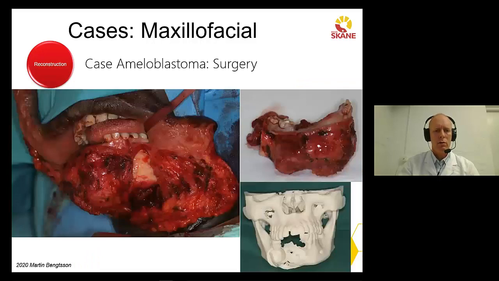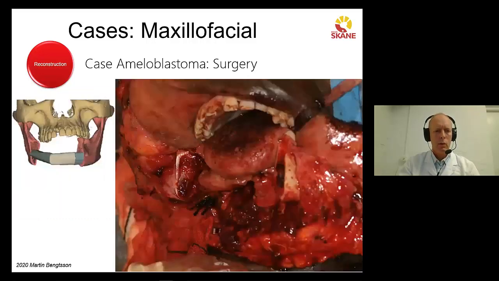So we have the tumor here exposed, and you can see it now for real and how it affects the bone on the model. We take it out with margins. We always do that when we have a tumor to be sure that we have taken out everything. Then we have the defect in the mandible, and I am showing you here the planning, and you can see how it corresponds quite well to the defect of the lower jaw.